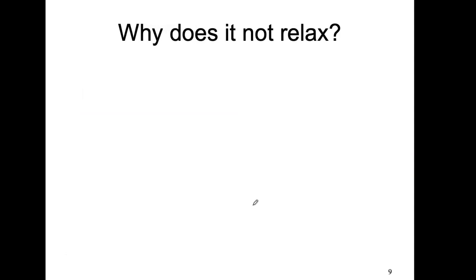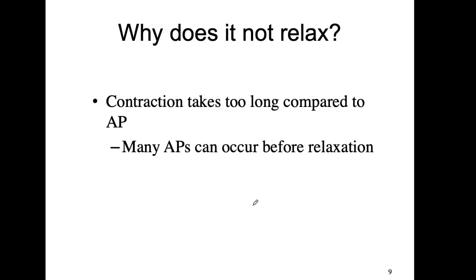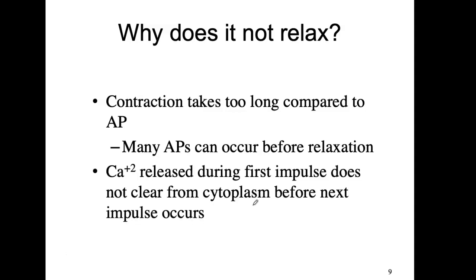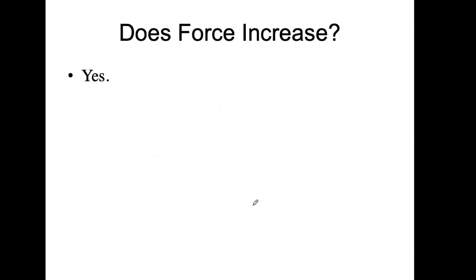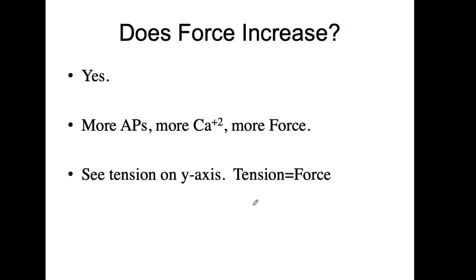Okay? So the reason it doesn't relax, the contraction takes too long as compared to the action potential. So therefore, you could deliver many action potentials before that muscle gets to relax. The calcium released during that first impulse doesn't clear from the cytoplasm before that next impulse occurs. So does force increase? Yes, I showed you it increased. The more action potentials, the more calcium is released, and then the more force is created. So you have to always look at the tension on the y-axis, because tension equals force. It's how much force you can create in your muscle.